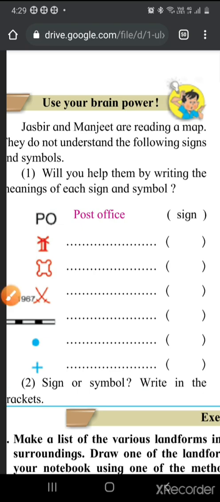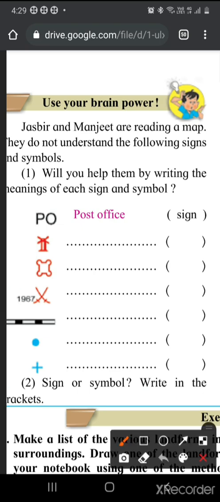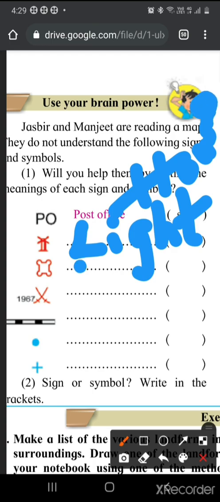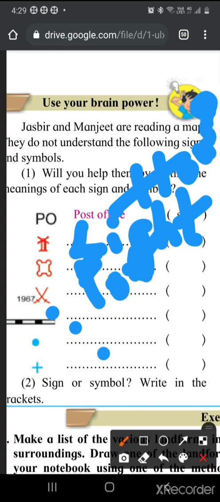PO means post office. Second one is, what is second one? Can you tell me? Yes, it is a lighthouse. Then what is the next one? Fort. Then this is battlefield. And this is what? Railway line. This is blue color small dot is well. And this is spring. So this is how you can write the names here.